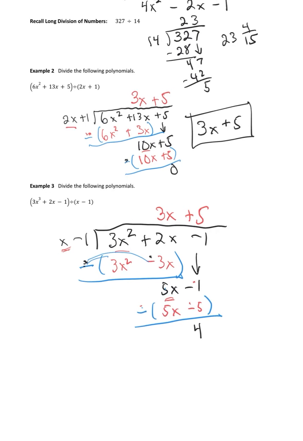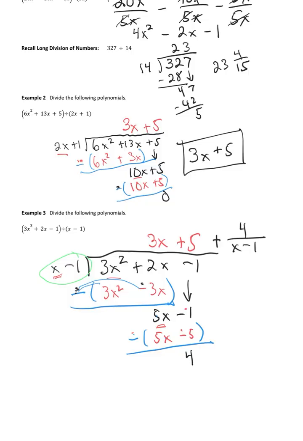So this time our answer is going to have a fraction part. So you have your 3x plus 5 plus, since that's a positive 4, plus 4 over the original denominator, x minus 1. Remember, that's exactly how we did the long division over here at the top.